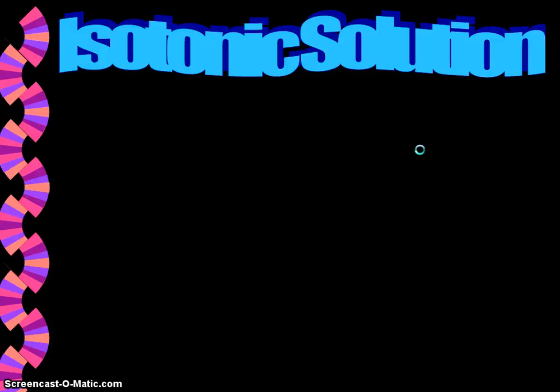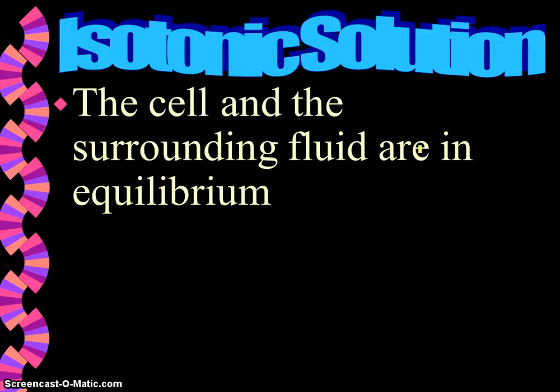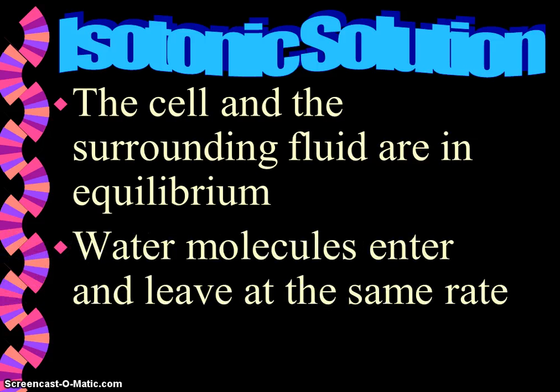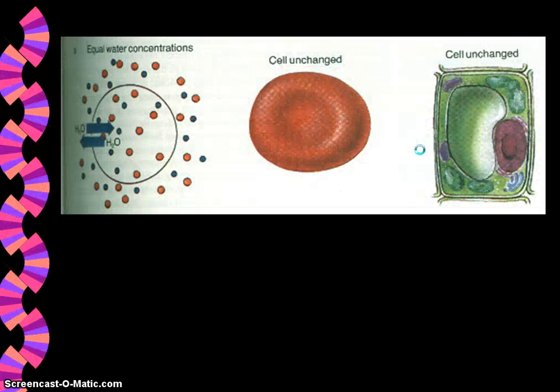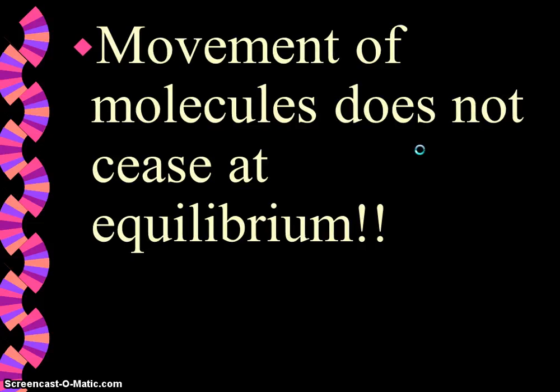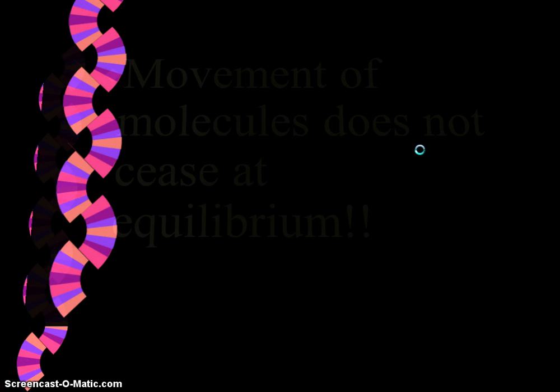Now, isotonic solution means that the cell and the surrounding fluid are in equilibrium. So one water molecule will enter and one will leave at the same rate. So the cell size is going to be the same. The cell does not change shape because everything's in equilibrium. Just so you know, if we're at equilibrium, the movement of molecules does not stop. One goes in, one leaves. One goes in, one leaves.